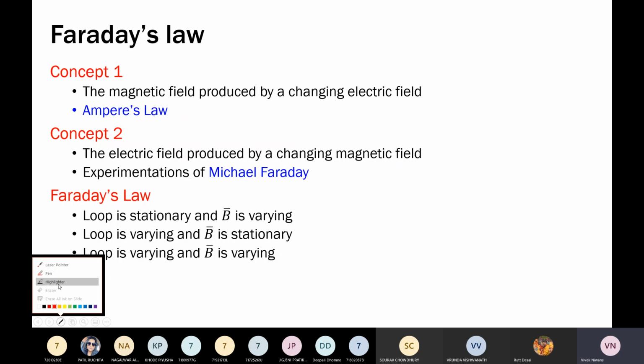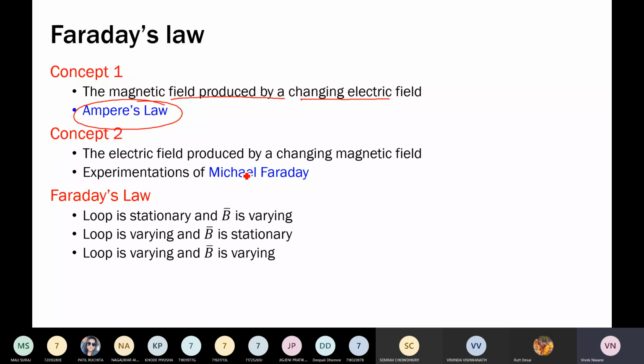So we do have concept number 1. Okay, the magnetic field produced by a changing electric field. It is called Ampere's law. Then we do have another observation: electric field produced by a changing magnetic field. That was an experimental finding of Michael Faraday. The two different laws were found by two different people at different times, probably in a gap of 50 to 60 years, but they do have some thin connection together.